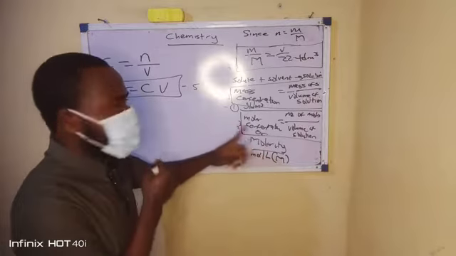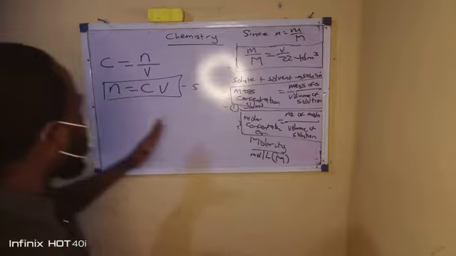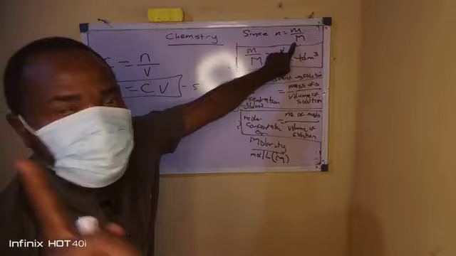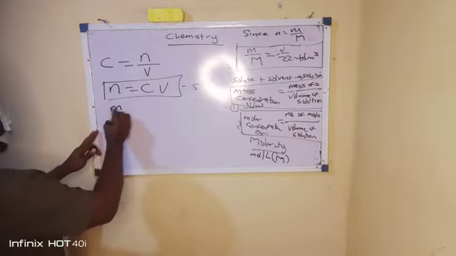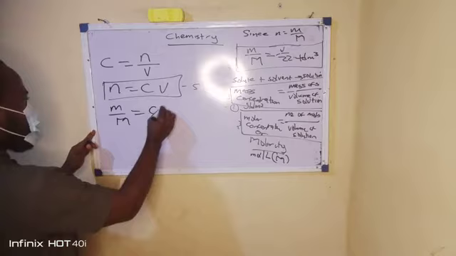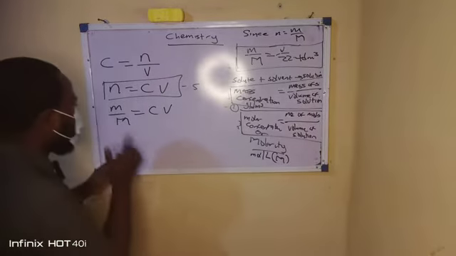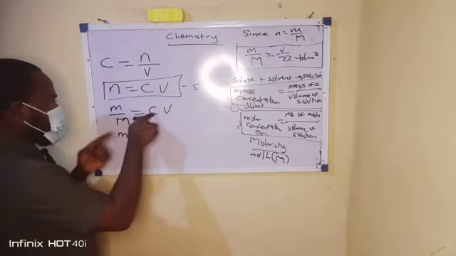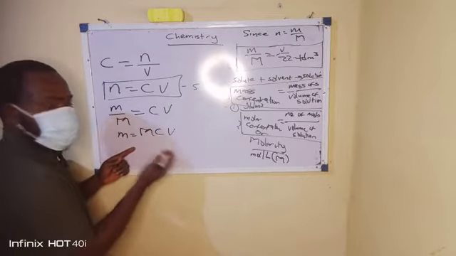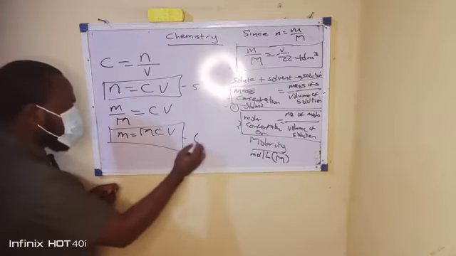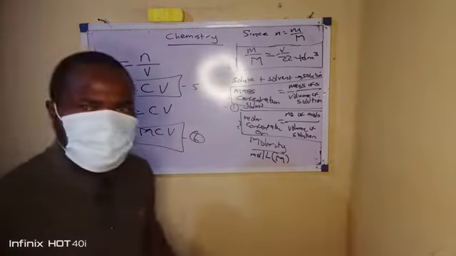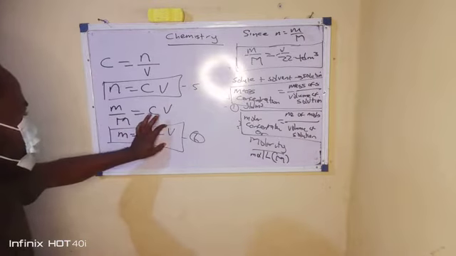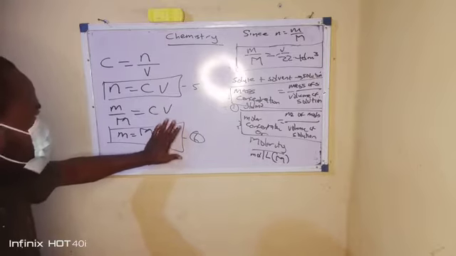But remember something from the beginning of this short video, that number of moles is mass over molar mass. So in place of number of moles, I can simply say mass over molar mass is equal to CV. Now, if I do my cross multiplication very well, I want to make mass the subject of the formula, so mass is equal to MCV, obviously. Now, this formula is very, very important that you know. It's very important when you are given the mass or the volume, since it contains mass, molar mass, concentration, and volume. So these formulas are very vital.